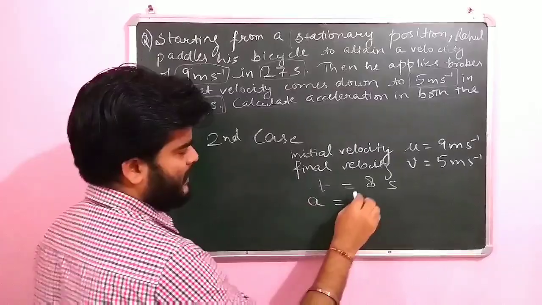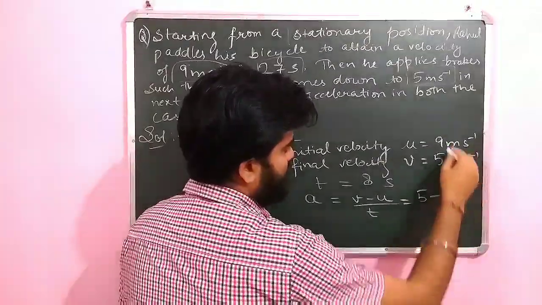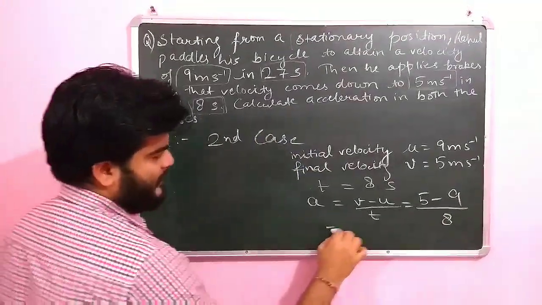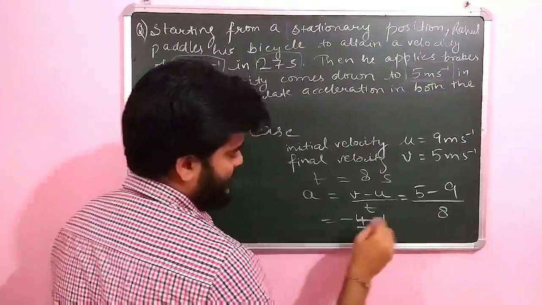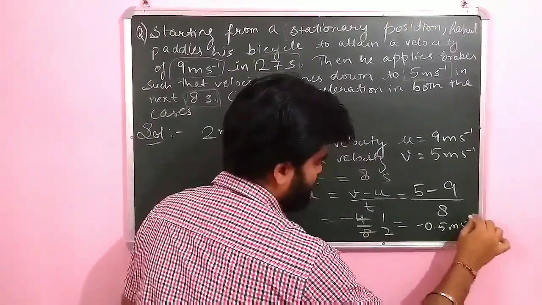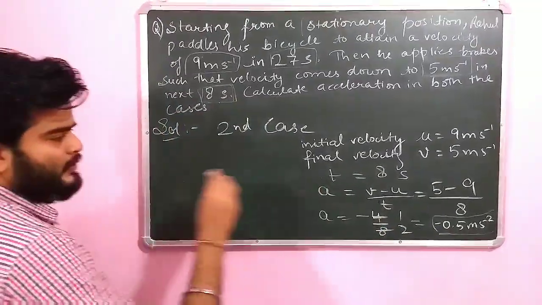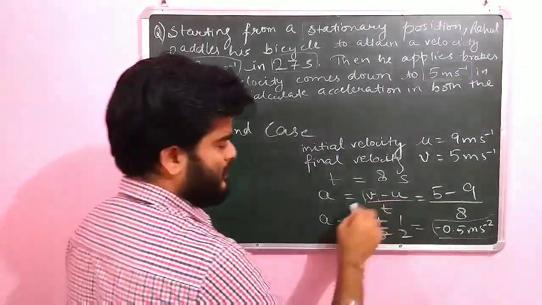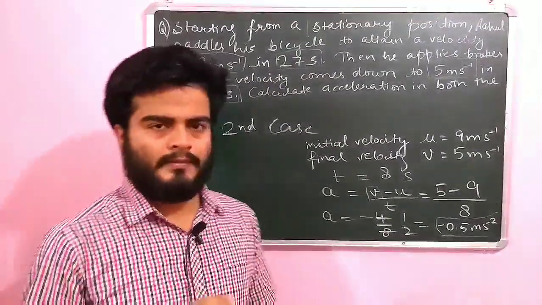Again applying the formula, a is equal to v minus u by t. V is 5, u is 9 and t is 8. It means this is minus 4 by 8, which is minus 1 by 2 or minus 0.5 meter per second square. This is the acceleration. As you can see, when the final velocity is less than the initial velocity, the acceleration is negative, and in the first case the acceleration was positive.